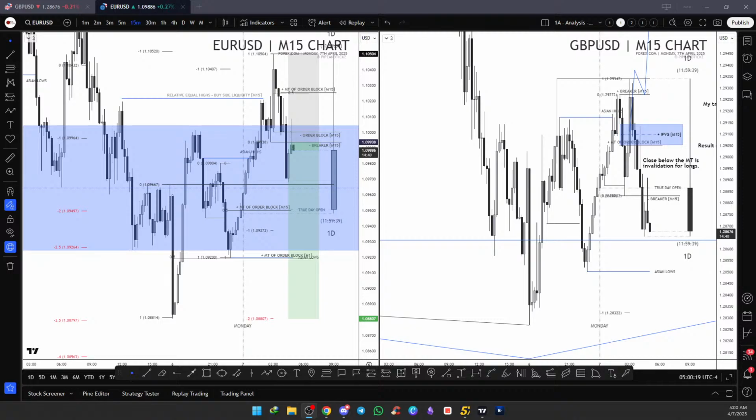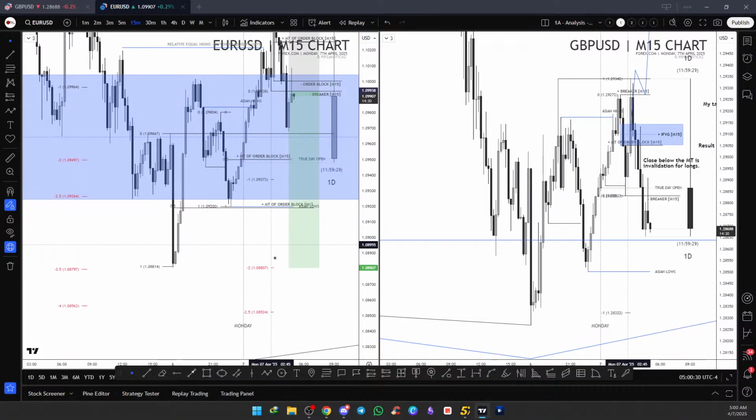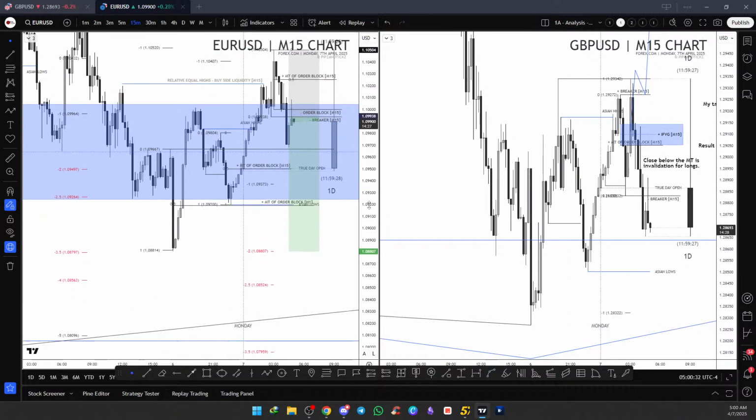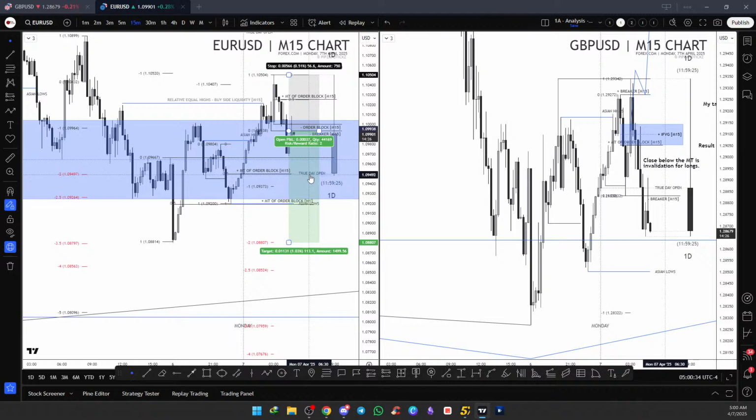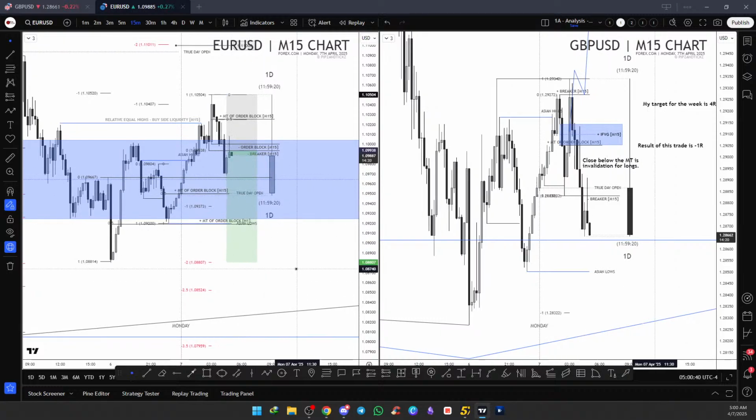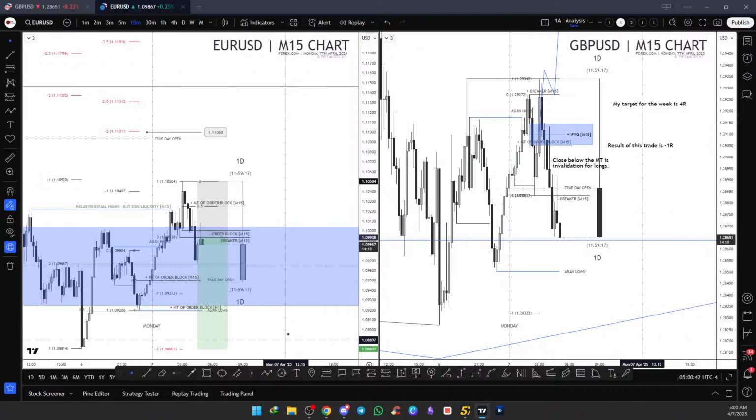Okay, Matt has asked a question. Why are you shorting? So I'm shorting because of this manipulation here. These relative equal highs have been taken out, and price can be going down lower. Today being Monday, we may see some kind of consolidation or bearish price action, and then later we may see price making a low of the week and moving up higher.